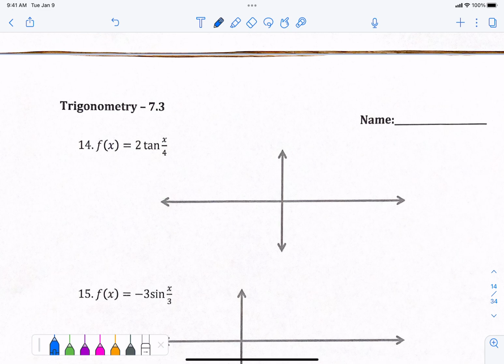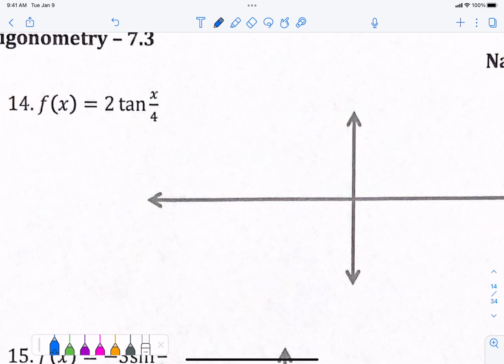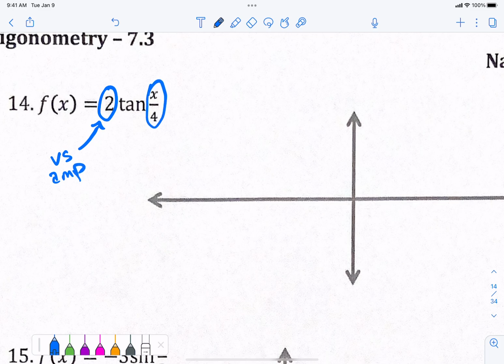So, it is 4 pi, because it's tangent. Let's talk about what's happening here. What's the 2 doing? How does the 2 change it? It stretches it. It's a vertical stretch, or it changes the amplitude. The amplitude is 2. This number here is the B value, but what's B? If it's x over 4, what's that number? It's 1/4. So the B value is 1/4.